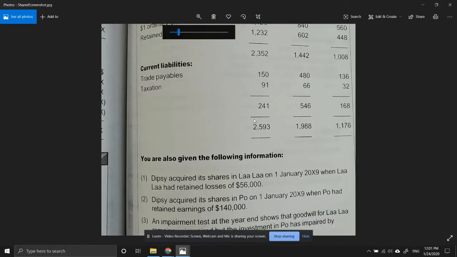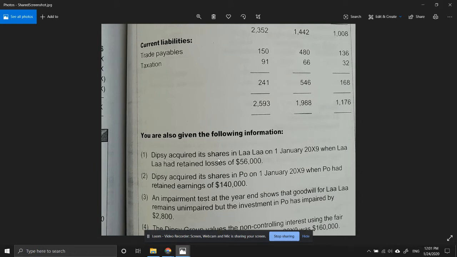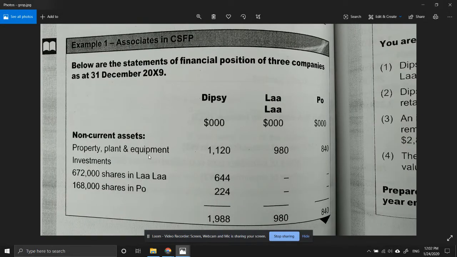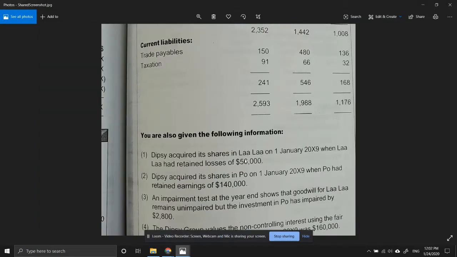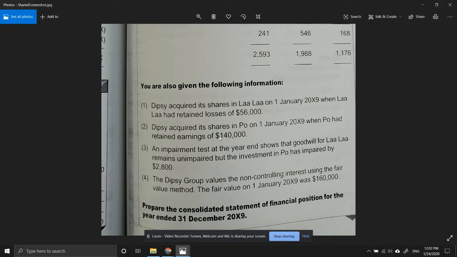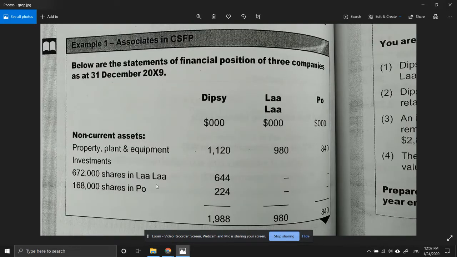Let's zoom in a bit. Dipsy acquired its shares in La La La on 1st Jan 20x9 when La La La had a retained loss of 56,000. How much the shareholding is, we are not given that information here, as you can see. So we need to find out the percentage holding or group structure. That could be found out from your non-current assets, where you'll have investment in La La La, and based on that we can decide whether it is a subsidiary or an associate.